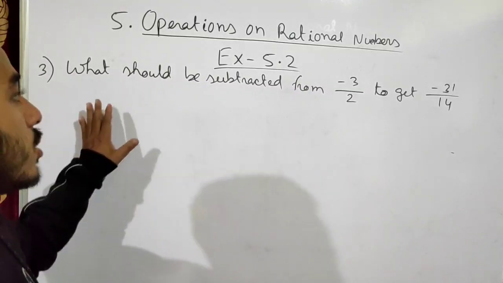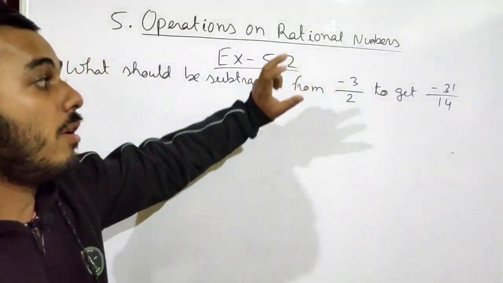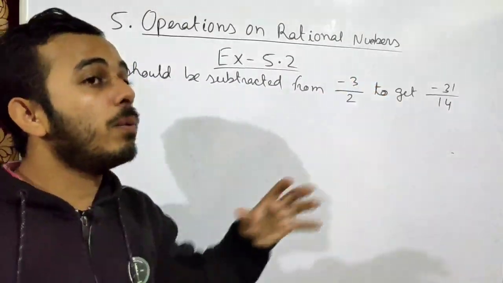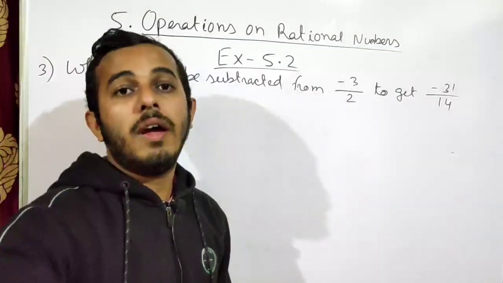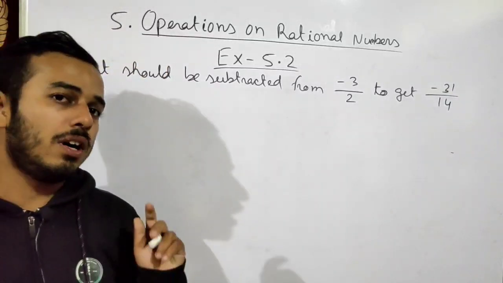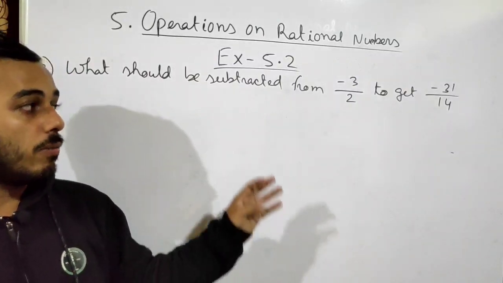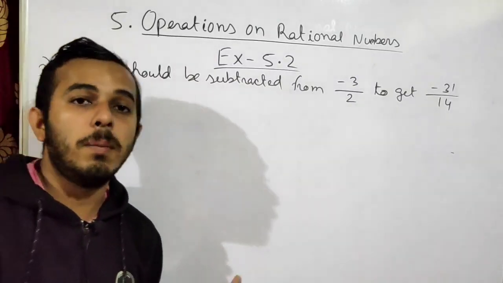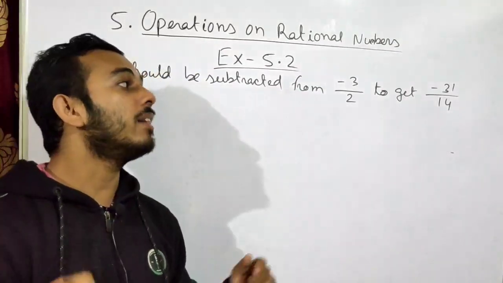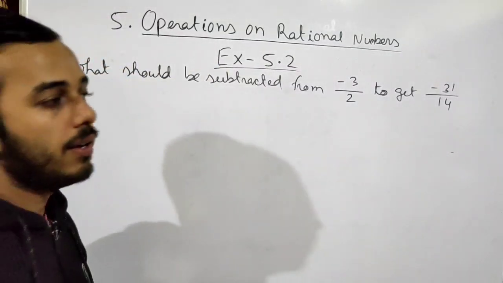Okay. So what should be subtracted from this? Okay, that is from that rational number. Okay, from this rational number we have to subtract which number to get the result minus 31 by 14, isn't it? I hope you understood the question? That is from this rational number, minus 3 by 2, we have to subtract which number to get the result minus 31 by 14. If you don't understand, let us write one more question.